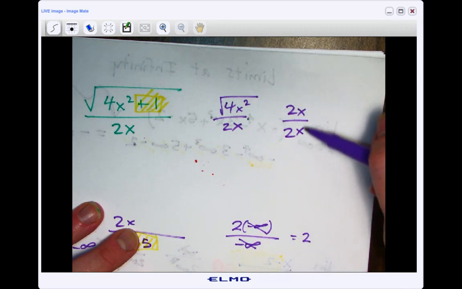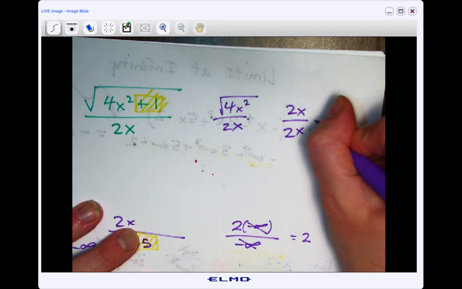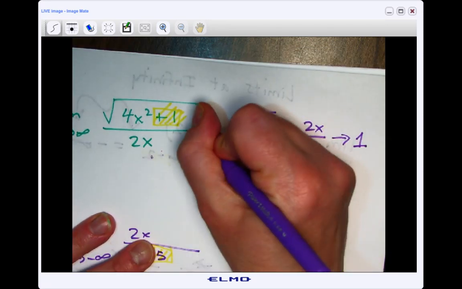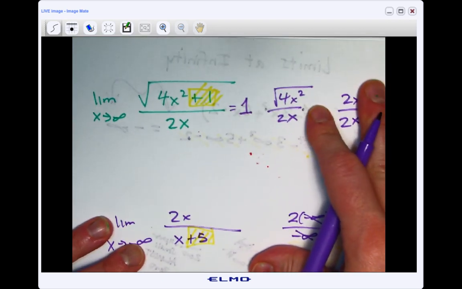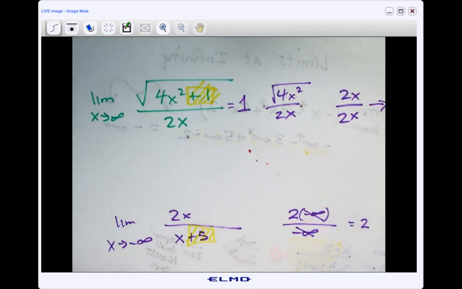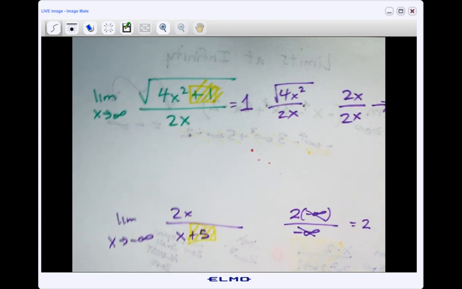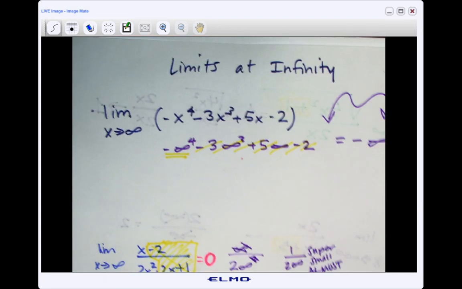Well, it doesn't matter actually what x is, does it? Whether it's big or small, this is going to go towards 1. So my limit will be 1. Okay? Do you see it? I hope so. Okay, so there you have it.